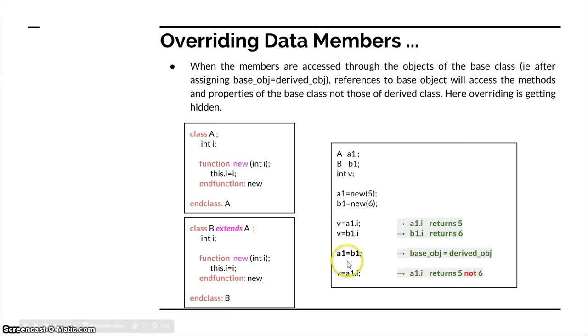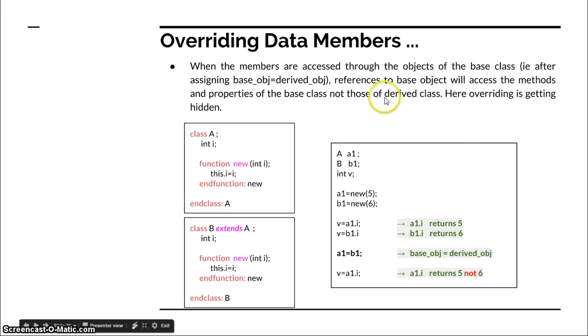Now once you make an assignment like a1 is equal to b1, this assignment is like base object is equal to derived object. So you know this is a legal assignment. You can always assign base object is equal to derived object, but you cannot assign derived object is equal to base object, which you learned in the previous session. So once you make an assignment like base is equal to derived, when you access a1.i, you expect a1.i to be equal to 6, because you know b1.i is equal to 6. But it will not return 6, it will return 5.